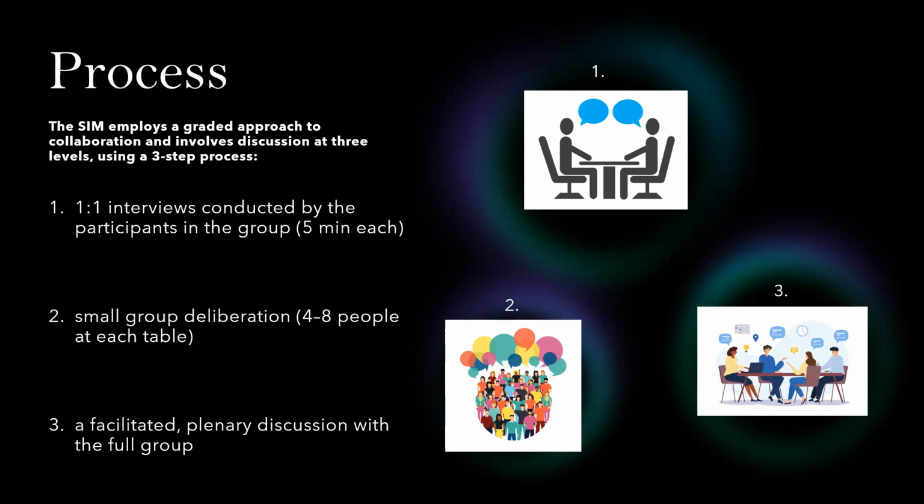So SIMs basically employs a graded approach to group collaboration and discussion as it involves 3 processes. In the first step, the researchers pair participants with one other participant, so the group is split into one-on-one groups. These 2 individuals interview each other using a prompt or question provided beforehand by the researchers. So they're talking with each other, they're engaging, one of them is asking the other questions.